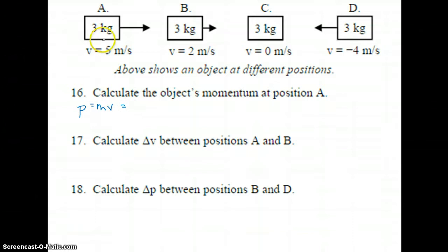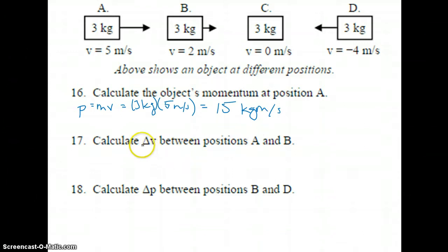All right, so the mass of object A is 3 kilograms, so we're going to take 3 kilograms times our velocity, which is 5 meters per second, and multiply those together and you get 15. Again, the units are kilogram meters per second.